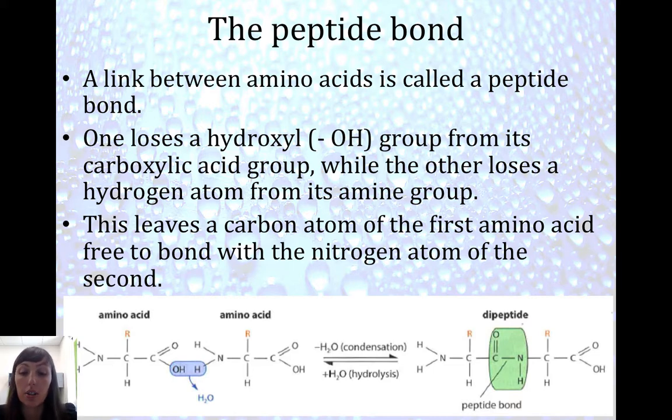We learned about condensation reactions. You can see here an amino acid here, and a second amino acid here. They're coming together to bond, and in the process of doing this, they lose a water. As they bond, since a water molecule was lost, the carbon is free to bond with the N. And here is the peptide bond.